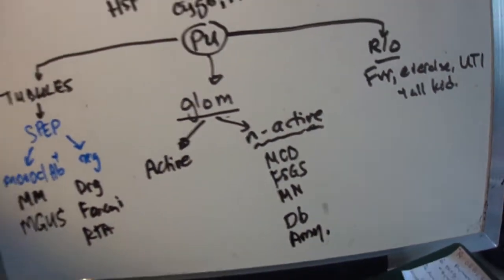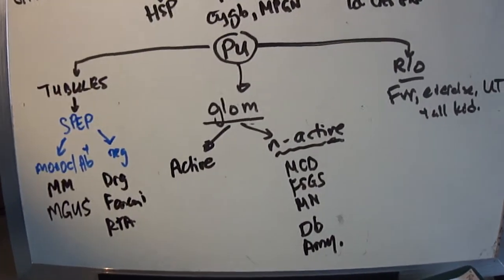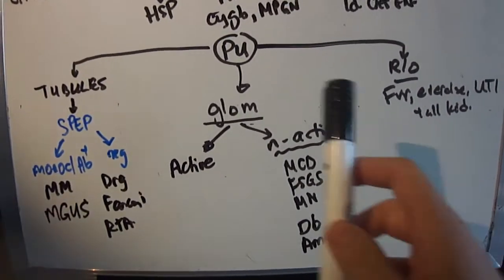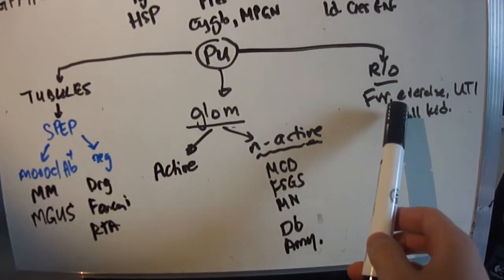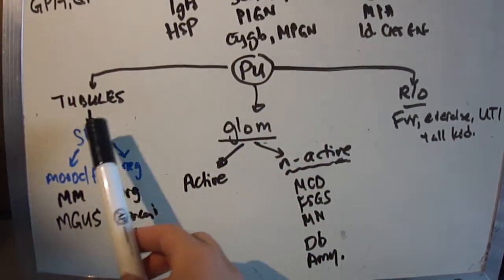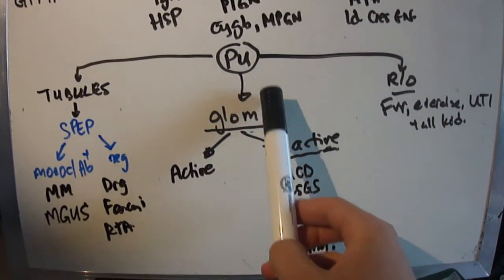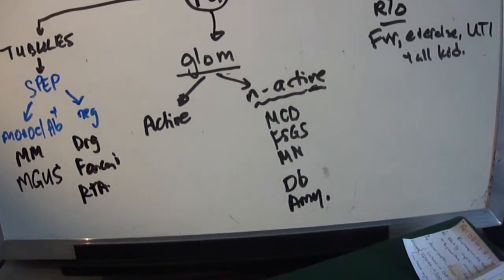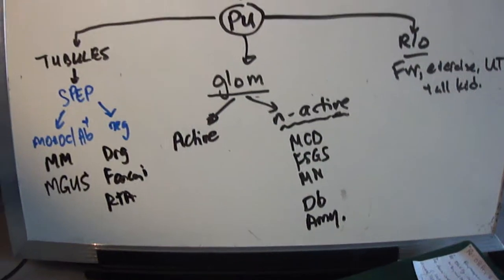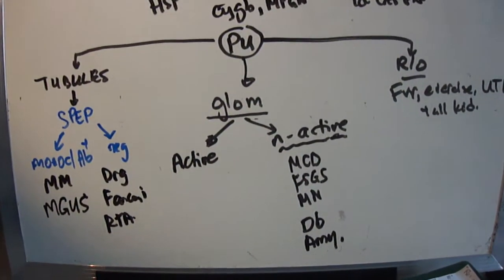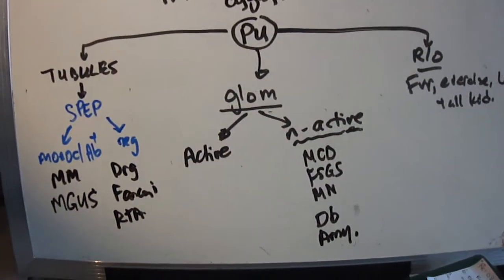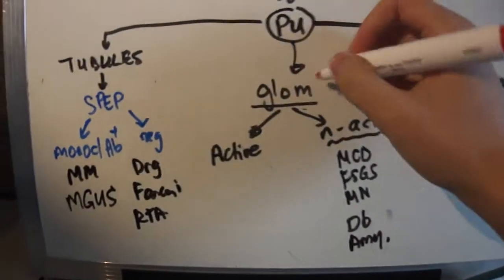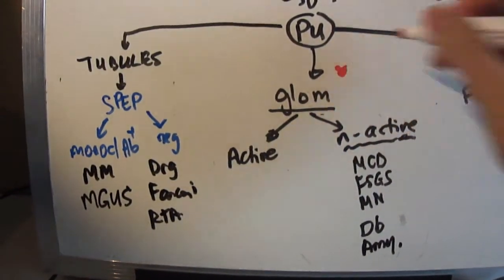Okay, so now we have proteinuria. Proteinuria, first thing, rule out the benign causes, look at the tubules, do an SPEP, and then you're going to look at the glomerulus. And the way you know that it's coming from the glomerulus is if you see that your red blood cells are dysmorphic. Okay?